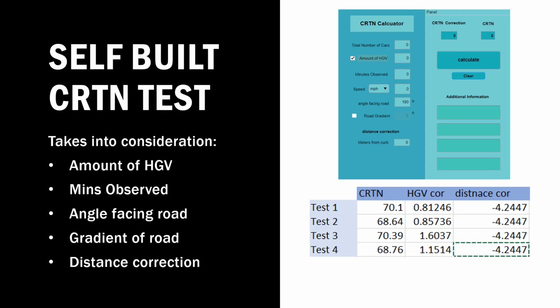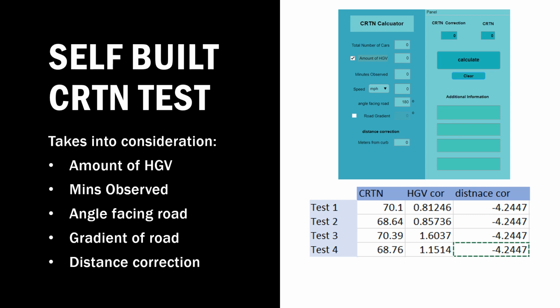This is my self-built CRTN calculator done in MATLAB App Designer. This is a calculation-based method, rather than a sound meter. It goes through how many cars and HGVs, heavy goods vehicles, there are. It also takes into consideration the time observed, the angle facing the road, the gradient of the road, and the distance from the curb.